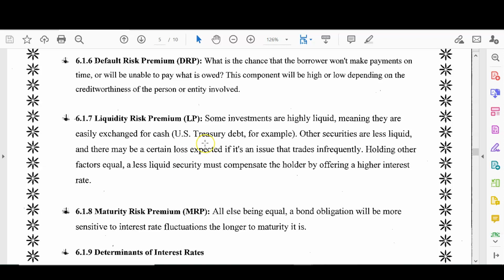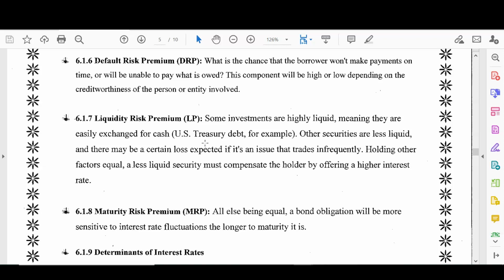For example, for U.S. Treasury debt, there are a lot of buyers and sellers in the market. So whenever you need to sell your Treasury bond into cash, it's very easy for you to find buyers. So we say that the liquidity risk for Treasury bond is very low, and the Treasury bond is very liquid. It's easy to trade it for cash.